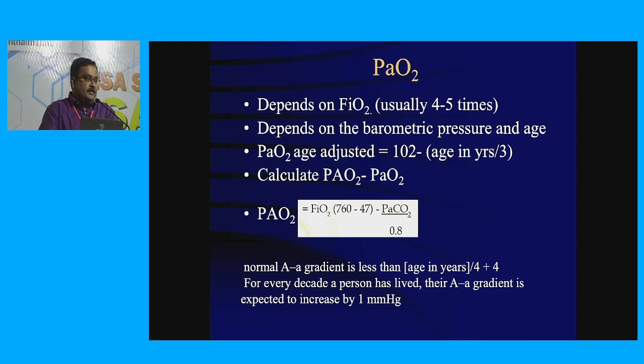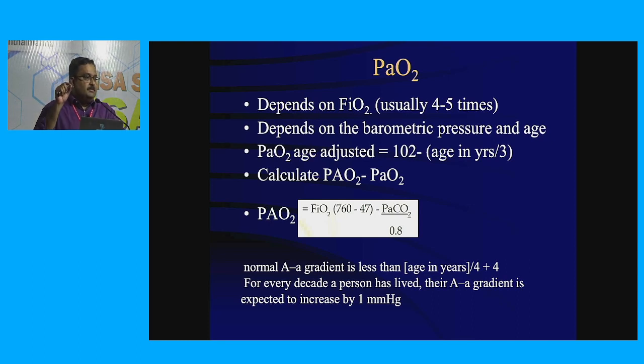PaO2 depends upon the FiO2, and it's usually how many times the FiO2? Usually 4 to 5 times the FiO2. So if you are breathing room air, how much is your PaO2? Anybody can answer? 80 to 100. 100. So 21 into 5, so 100 to 105. And it depends upon the barometric pressure and the age. So you have to say that it is dependent on both the barometric pressure as well as the age of the patient. This is the age adjusted formula: 102 minus age divided by 3.